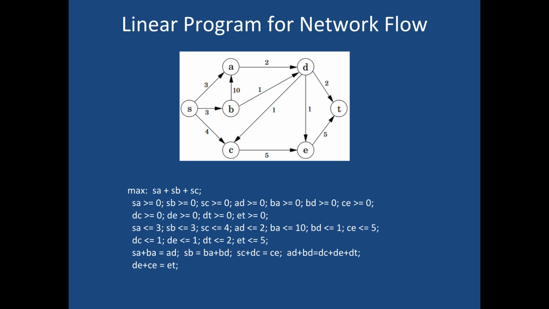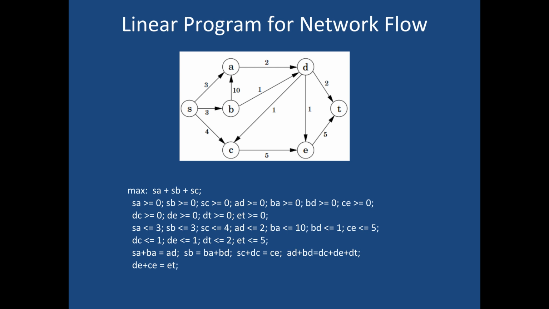So this first batch basically says each variable is greater than or equal to 0. What did that mean? Oil can't go backwards. You can't have negative flow. The amount of oil that you send per hour has to be 0 or greater. So we're just saying that.